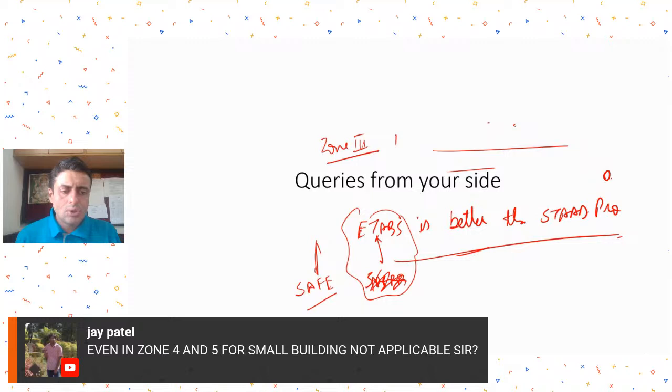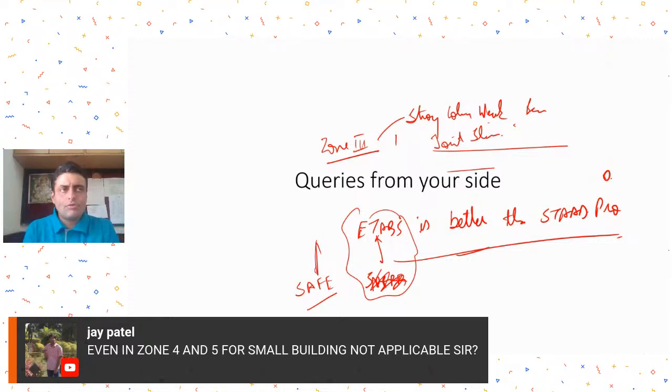Mr. Jay is asking, even in zone 4 and 5, for a small building is it not applicable? No, see, that's what I said. The code tells you to do ductile designing and detailing both from zone 3 onwards. But as a practical approach, we will not be doing the ductile designing. When I say ductile designing, what do I mean? We will not be doing the strong column weak beam check, or the check for joint shear, but we will be taking care of the detailing aspects.